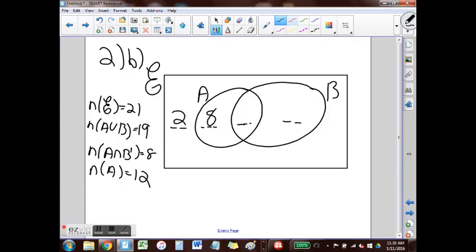Because now that I know that this part here is 8, if all of A is 12, then I know this is 4. And then I have these 3 numbers, so that's 10, 14, so this has to be 7. 12 minus 8.